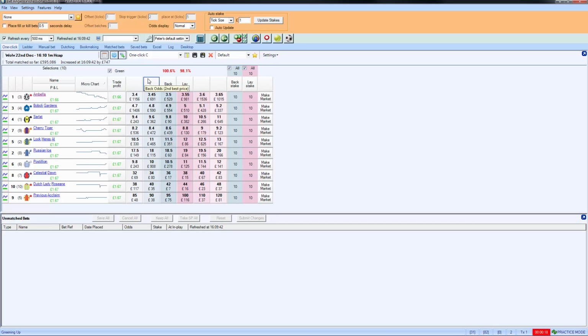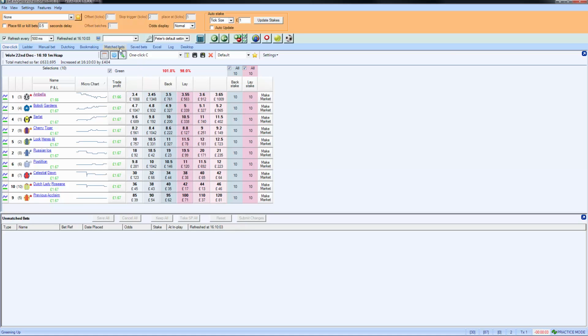But this time we've done it a different way. Rather than just taking one price and then another, just one odds increment apart, we've actually traded the general price direction of this particular runner. And on this occasion we've obviously earned a lot more because we've done that, and that's because the price of Ambella started at 3 and we were hedging it at much higher prices.